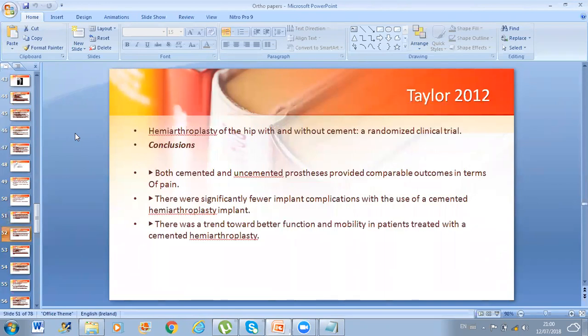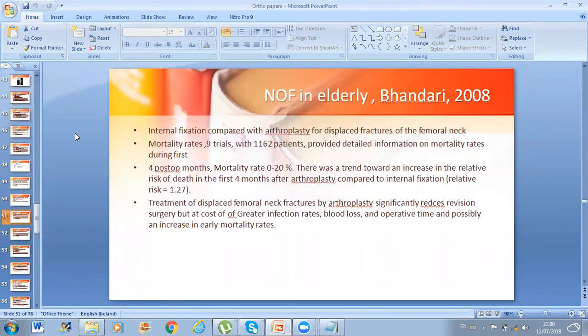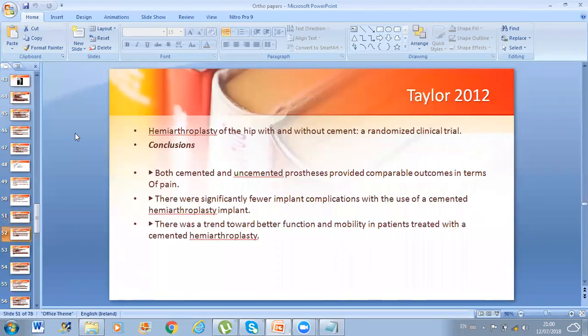Taylor, 2012, hemiarthroplasty of the hip with or without cement. Who will tell me? You decide the patient will go for hemiarthroplasty. Neck of femur fracture, will you go for cemented or non-cemented? I will go for cemented hemiarthroplasty, sir, due to the osteoporotic nature of the bone. Yes, so Taylor in 2012 concluded that both cemented and uncemented prostheses provide comparable outcomes in terms of pain. There are significantly fewer implant complications when you use a cemented hemiarthroplasty implant. There is a trend towards better function and mobility in patients treated with cemented arthroplasty.